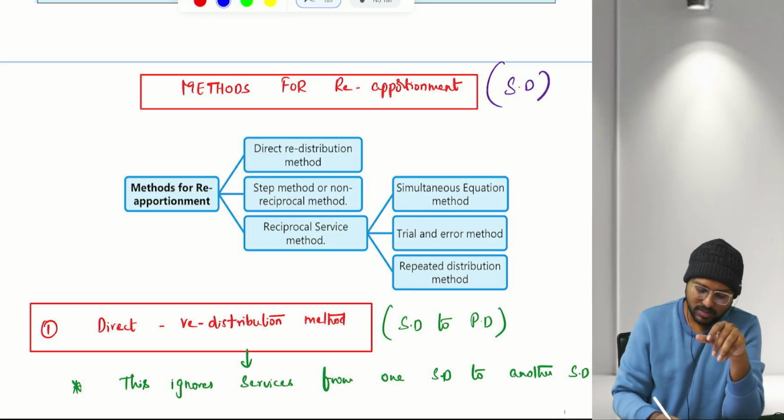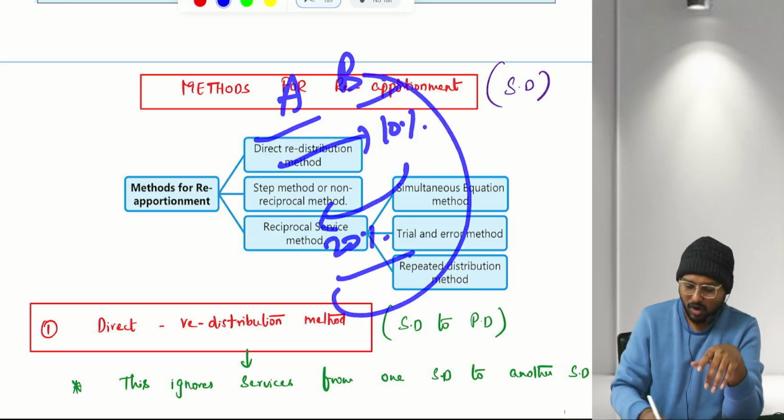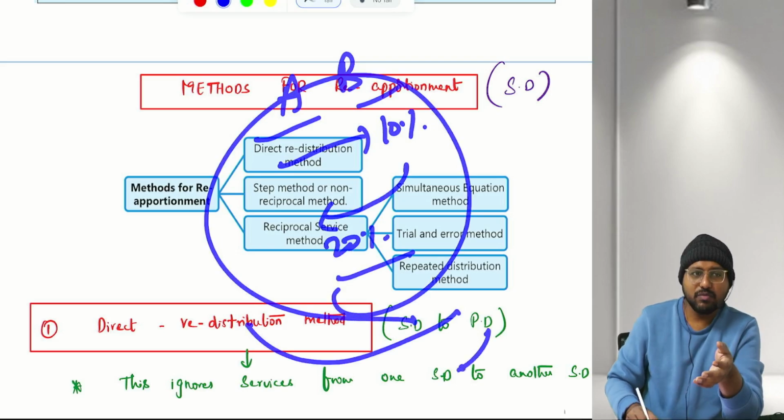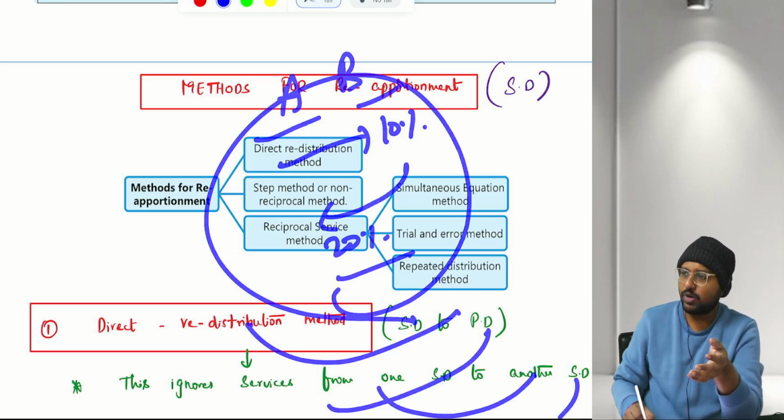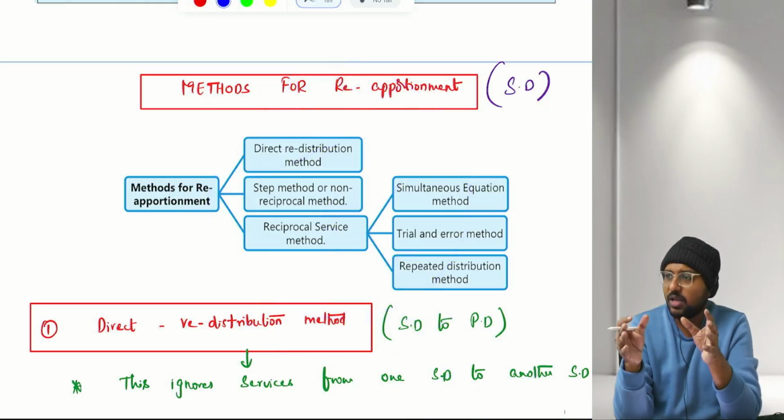So it means once there are two service departments, this will give 10% service, this will give 20% service. Then what we'll do? We'll keep on doing this again and again. We'll give 10%, we'll take 20%. Again, we'll give 10%, we'll take 20%. Correct? Till the number becomes what?